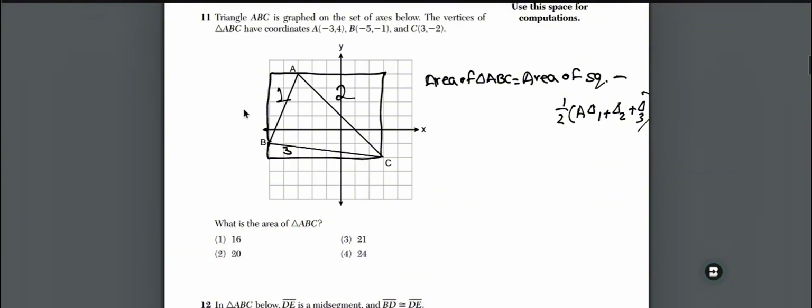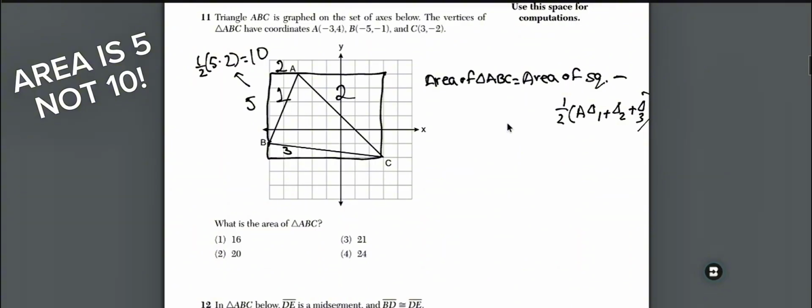If I find the area of triangle 1, it has a base of 5 and a height of 2. So the area of this triangle is going to be 1/2 of 5 times 2, which is going to be 10. Okay? If you don't do the 1/2 yet, you can do it in there. But I prefer doing the 1/2 as I'm measuring each triangle, so you can ignore the 1/2 in the equation.